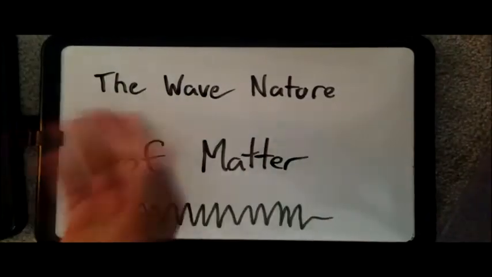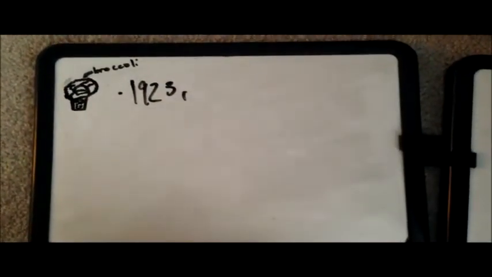So now we go on to the wave nature of matter. We take a blast to the past, 1923, where we look at the scientist Louis de Broglie.